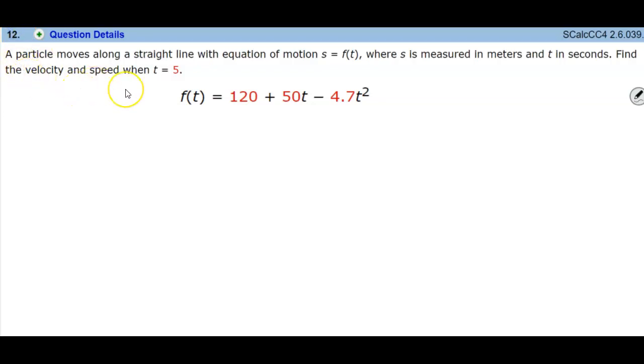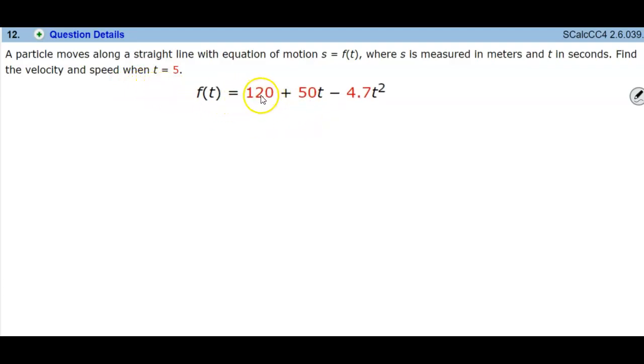A particle moves along a straight line with the equation of motion s equals f of t, where s is measured in meters and t is in seconds. We want to find the velocity and the speed when t is equal to 5.